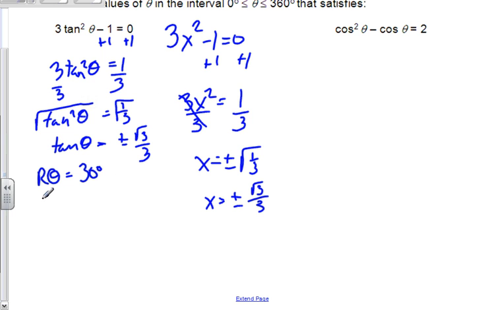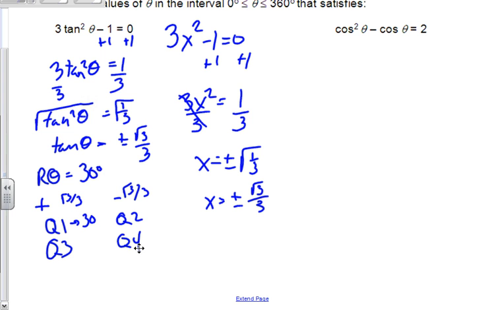If it's positive, tangent is positive in quadrant 1, and, all students take calculus, T is in the third, quadrant 3. That's where you get radical 3 over 3. On the other hand, we have negative radical 3 over 3. Those are in quadrants 2 and 4. Okay? 30 was our reference angle, but it's also our answer to this one.